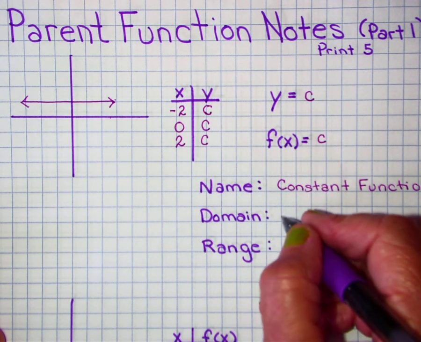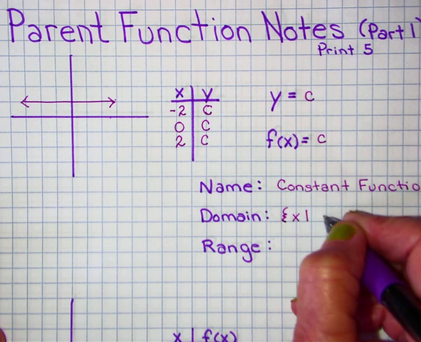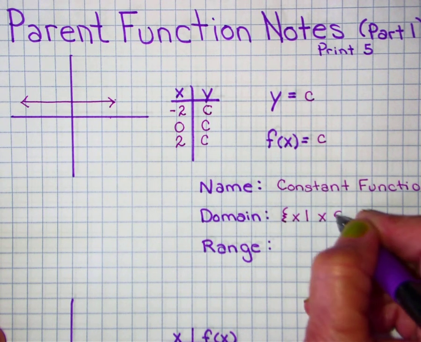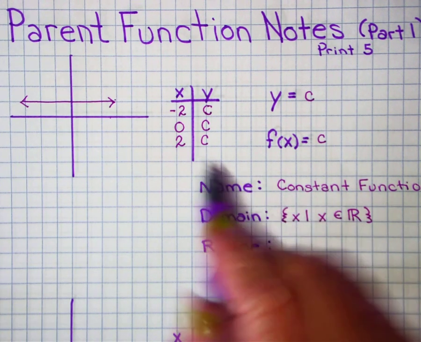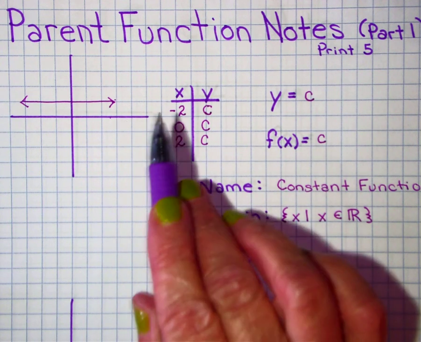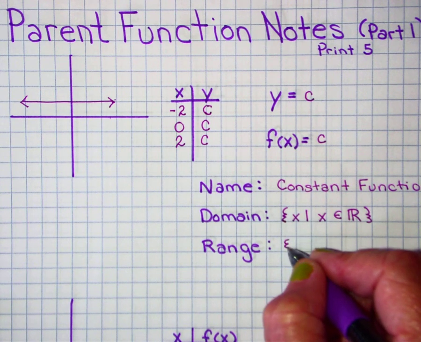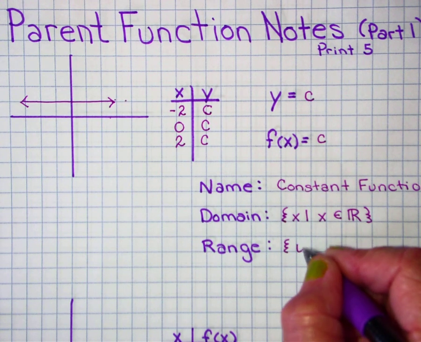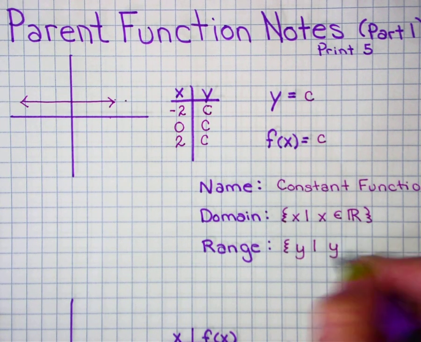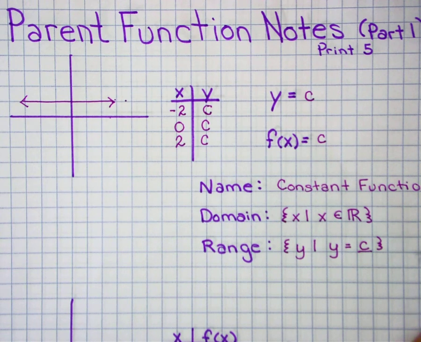So our domain for this is I can use all real numbers. So I would say x such that x is an element of real numbers. That means any number that I choose for x is going to be valid. The problem comes with our range. Our range is only going to be, if we look at this, whatever y is. And so our range is y such that y equals the constant. And so this number will change depending on where y is on the graph.